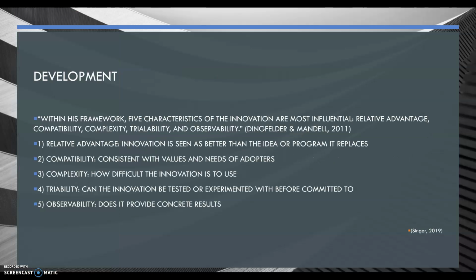Within his framework, the 5 characteristics of innovation are most influential. Those include relative advantage, which is how much the innovation is seen as better than the idea it replaces; compatibility, which is whether it is consistent with the values and needs of the adopters; complexity, which is how difficult the innovation is to use; trialability, which is whether the innovation can be tested or experimented with before an adopter truly commits to it; and observability, which is whether it provides concrete results when it is actually implemented.